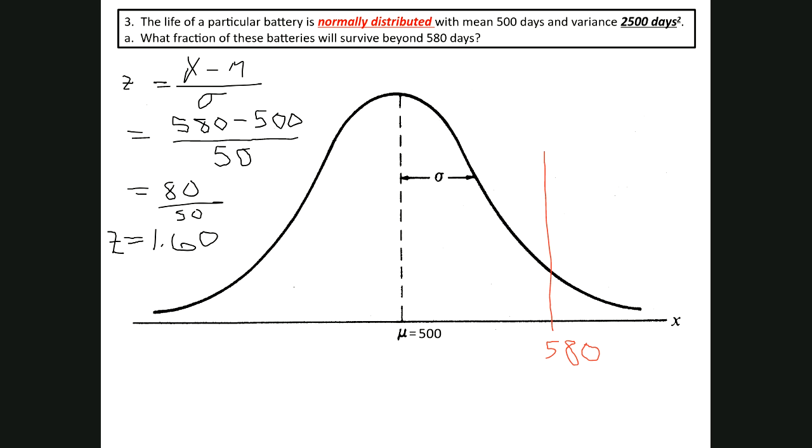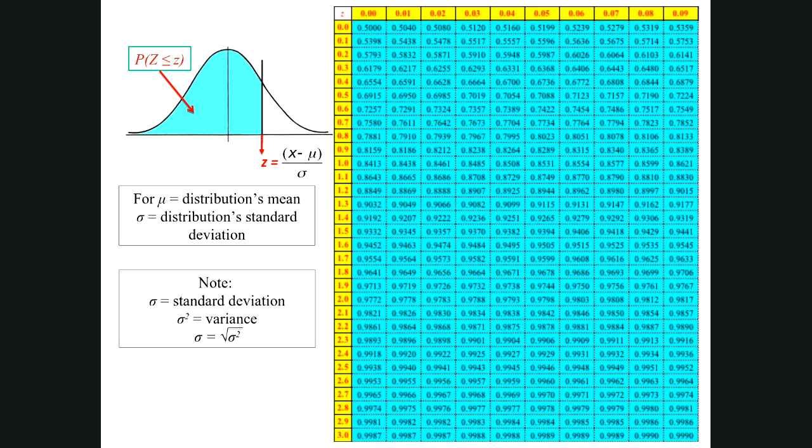So remember this value, 1.60. Now, again, we want to find everything that's to the right of 580, the area under the curve to the right of 580. So let's go to our table of the normal distribution. And again, we're looking for the Z value that corresponds to 1.6. Remember, our Z value equals positive 1.6.